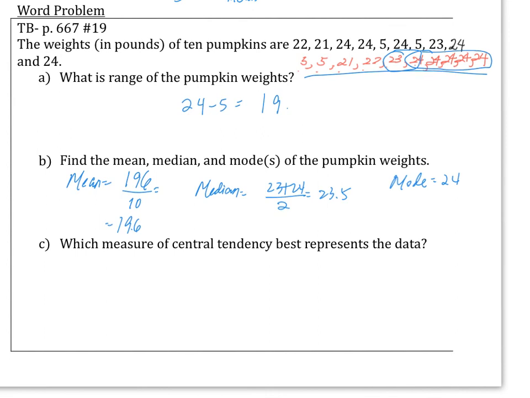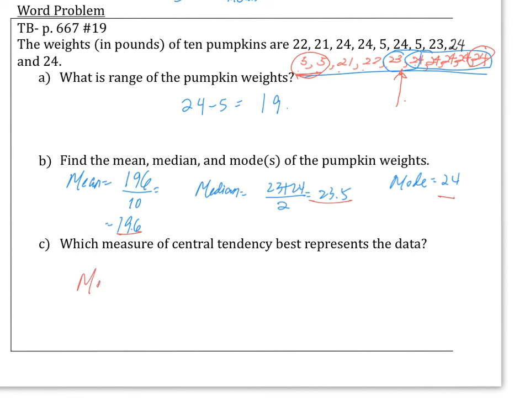Part C asks you, which measure of central tendency best represents the data? If I look at the mean, 19.6, it only represents like the bottom half of this data set, way bottom, okay? And then if I look at the mode, it's actually the most extreme, the highest number of the data set, which is not very representative of the entire data. And if I look at the median, which is 23.5, it's like in the middle. So this number, the median, is actually the most representative of this data set.